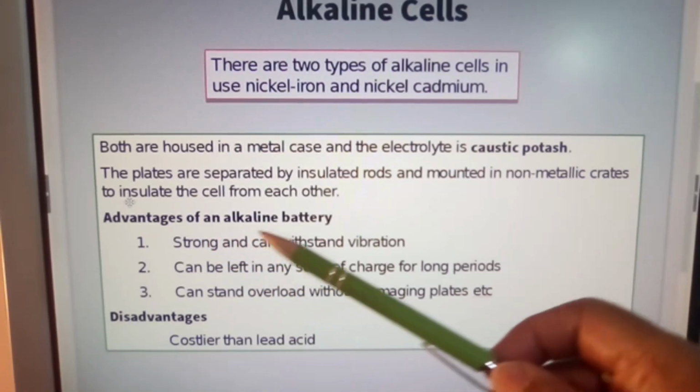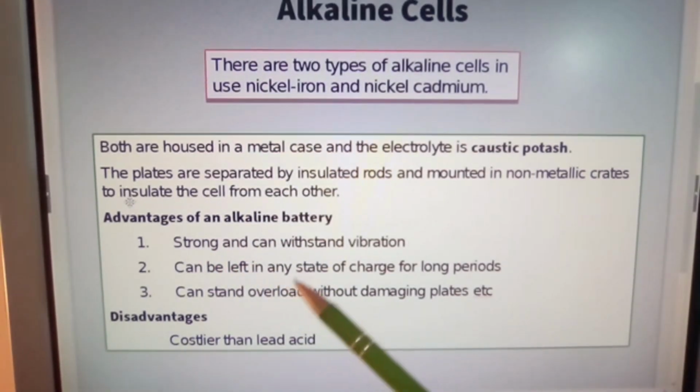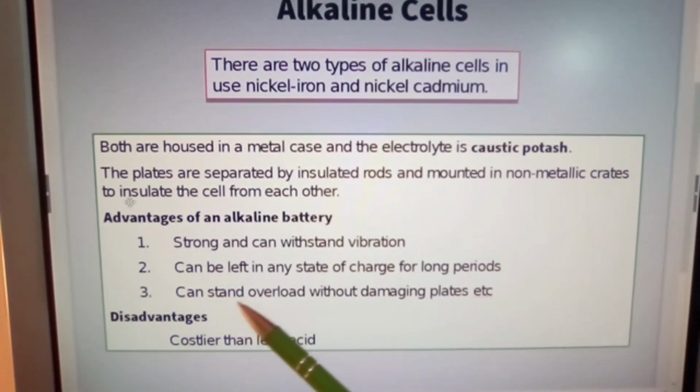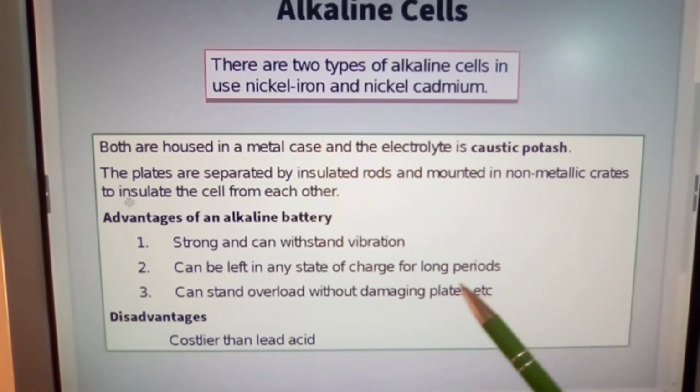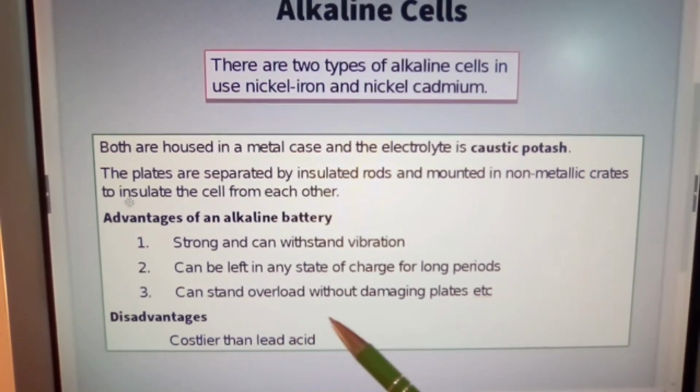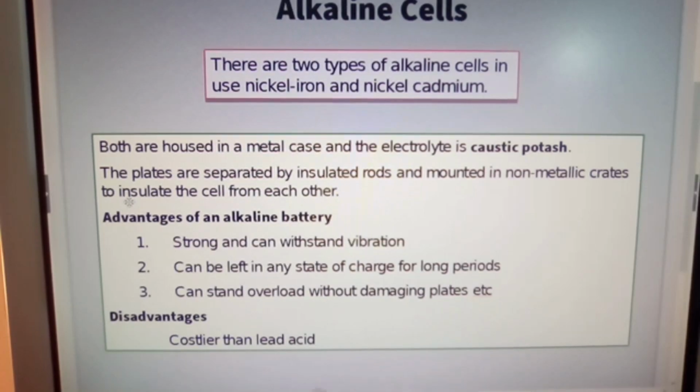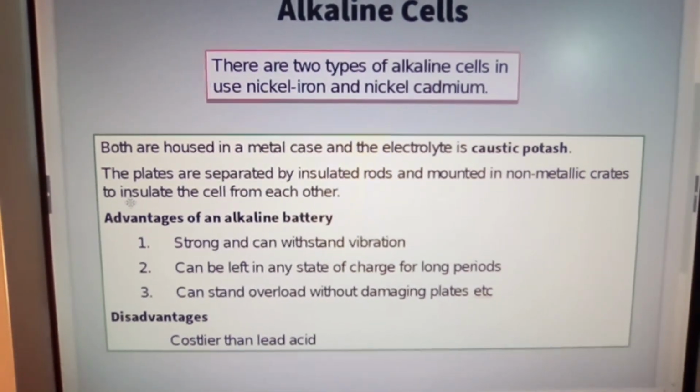Advantages of an alkaline battery: strong and can withstand vibration, can be left in any state of charge for long periods, can stand overload without damaging plates, etc. Disadvantages: costlier than lead acid.